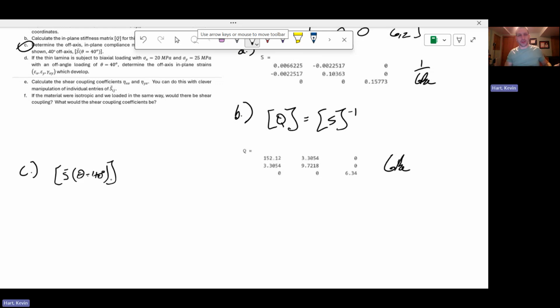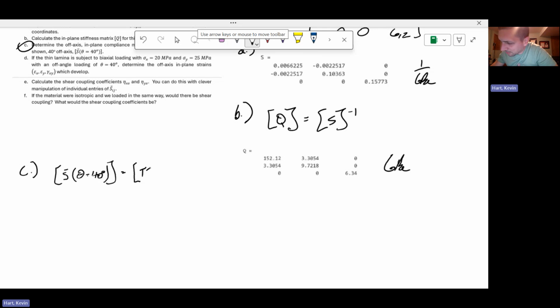So in the last problem, we saw 30 degrees. This time we see 40 degrees. Here, this is going to require us to transform the compliance matrix. The last problem, we transformed the stiffness matrix. So just make sure that you have this correctly. But again, this comes from the equation sheet.